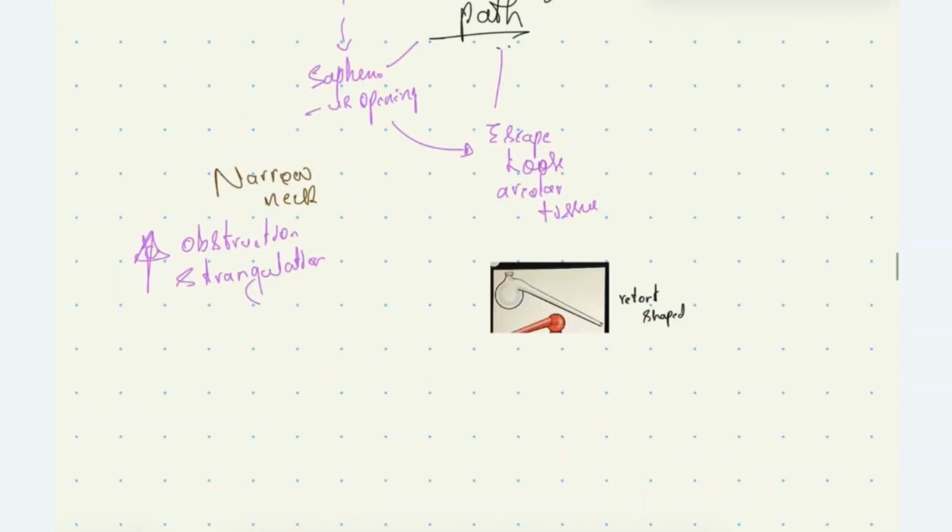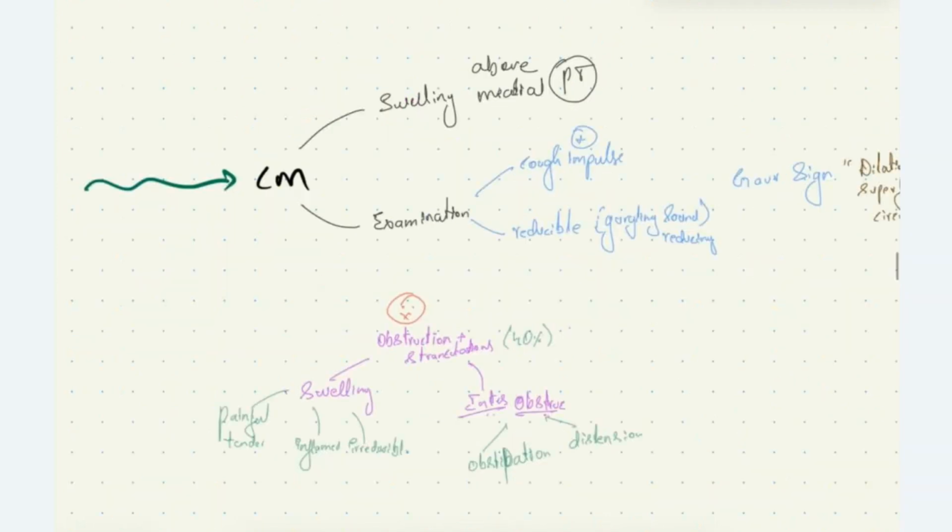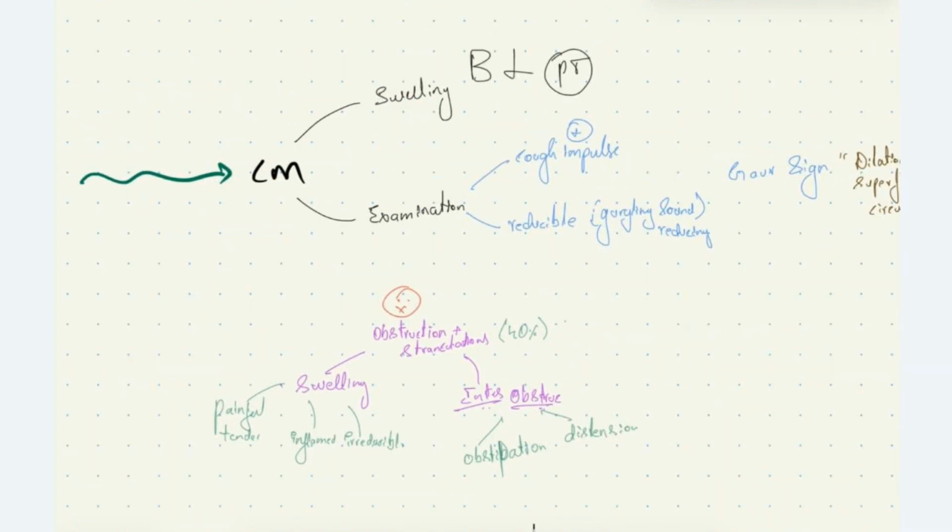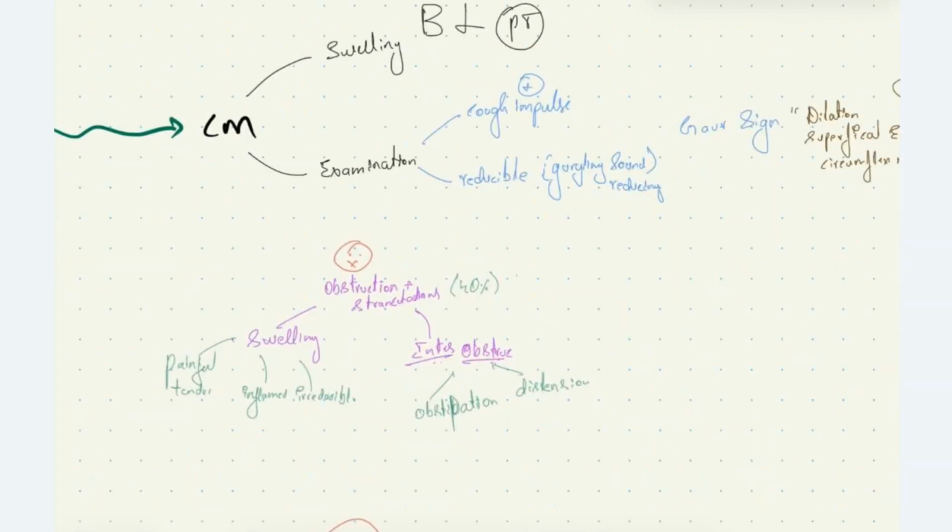We know that this femoral hernia has a narrow neck at the femoral ring, so it is more prone to obstruction and strangulation. The clinical manifestation of this condition is that the patient presents with swelling. Medially, we have the inguinal hernia presenting as swelling. Below and lateral to the pubic tubercle, we have the femoral hernia presenting as swelling. This swelling is reducible.